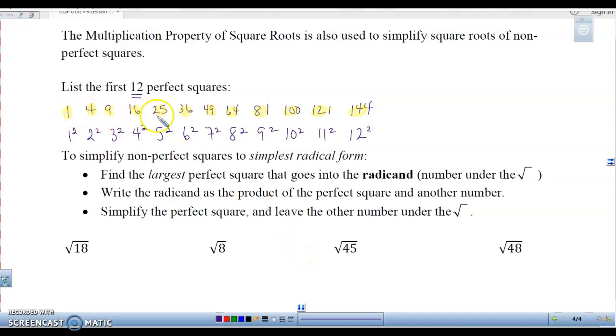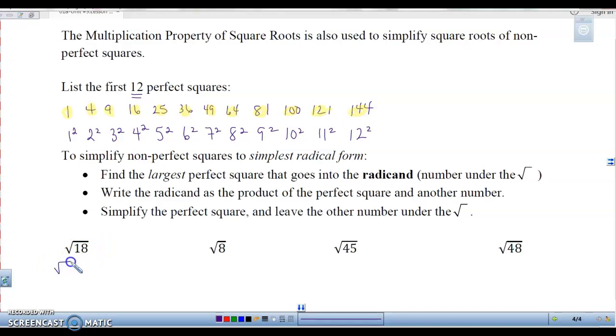All right, here's what we need to do. We want to look at this list right here. We want to find the biggest number that will go into 18. Let me work backwards. The closest to 18 we have is 16. Does 16 go into 18? No, it doesn't. Let me go down. Does 9 go into 18? Yes, it does.